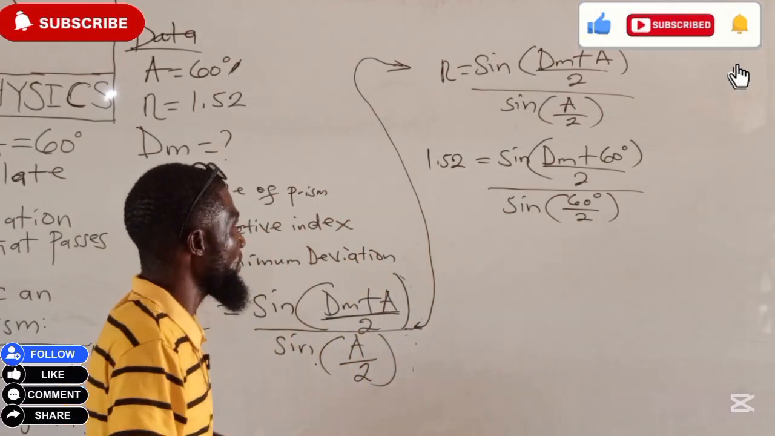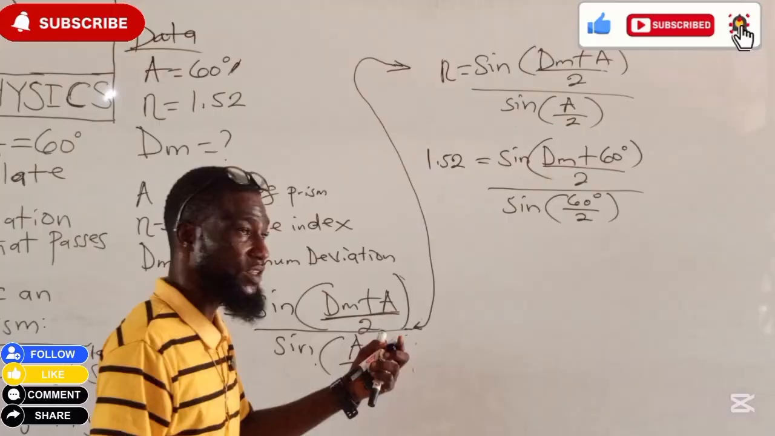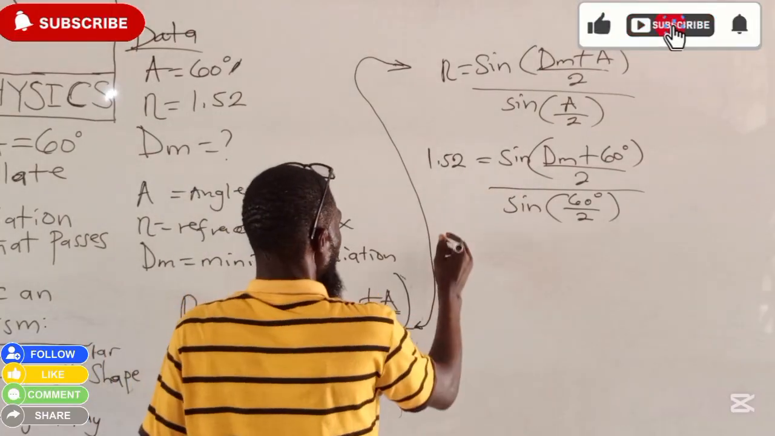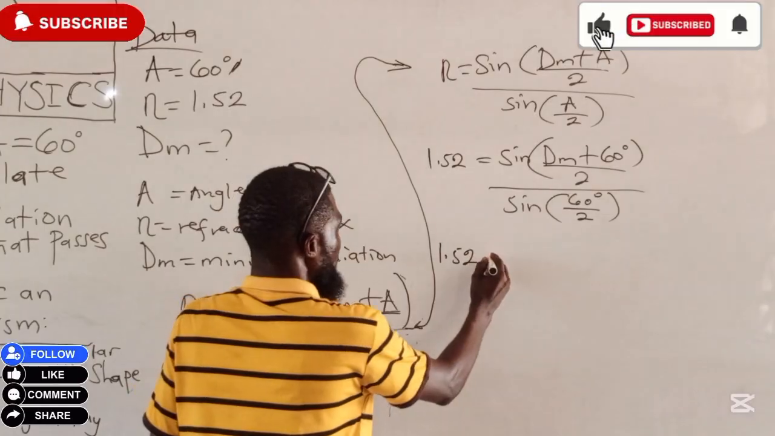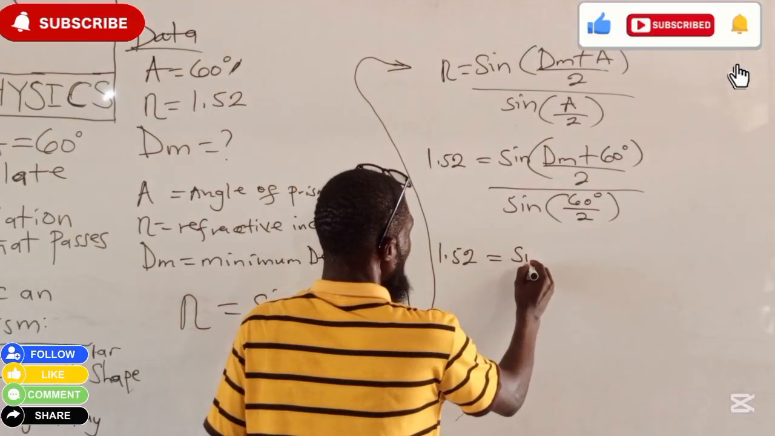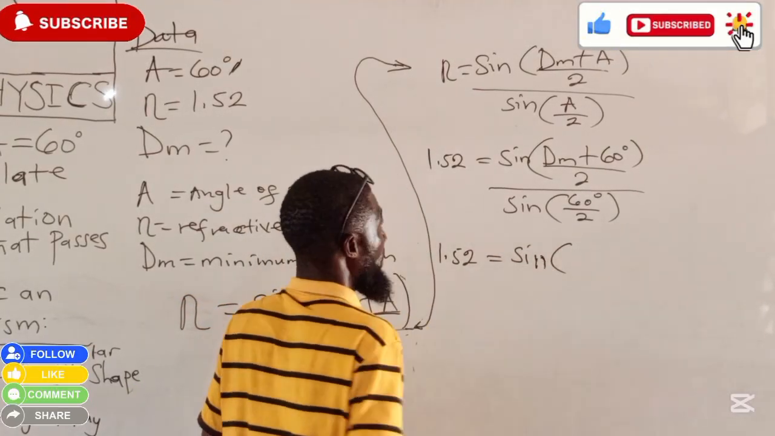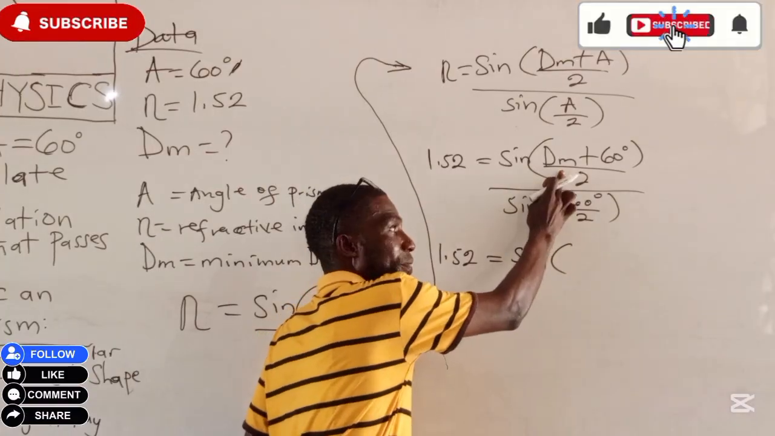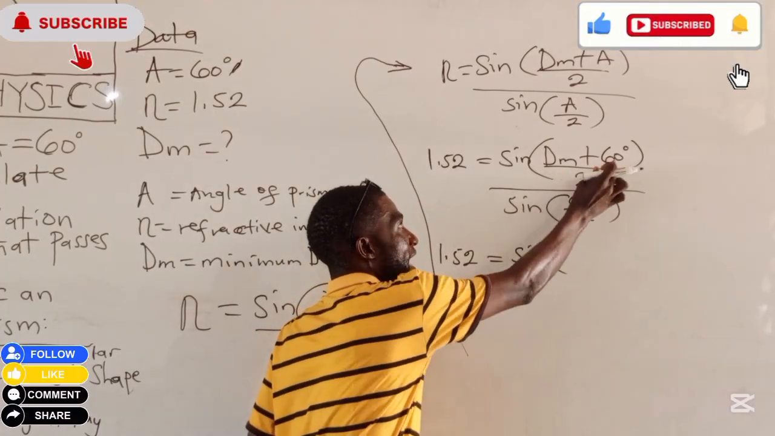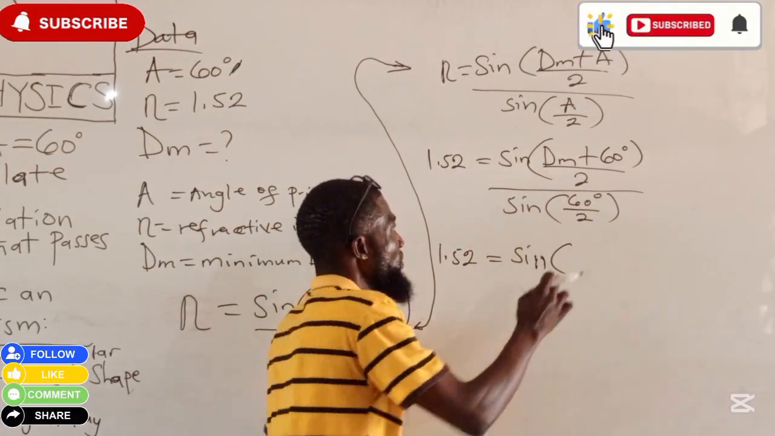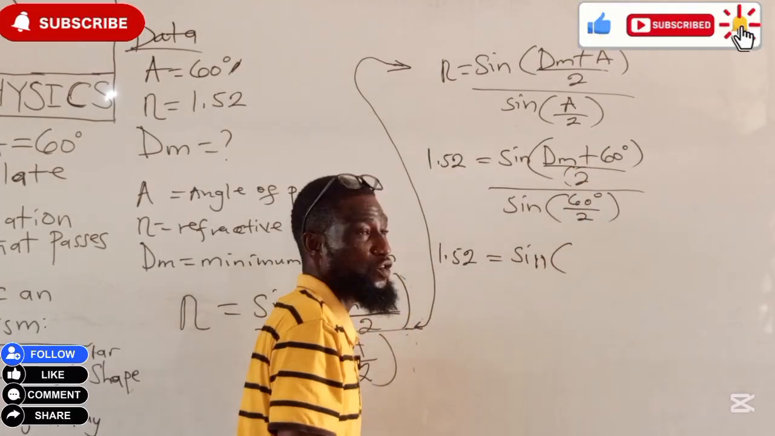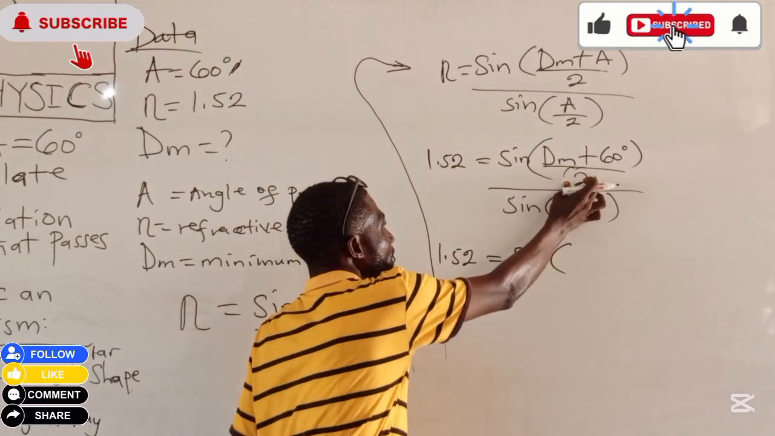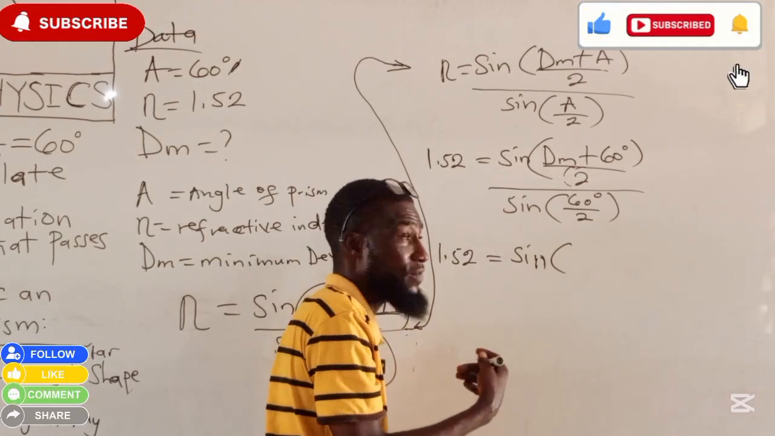Remember, ladies and gentlemen, we'll be solving our problem based on this information given. We have 1.52, representing the index of refraction, equal to sin of. Remember, the minimum deviation and the angle of prism, which is 60 degrees, both have the denominator of 2. So we'll be sharing the denominator of 2 with both of them in order to solve our problem.